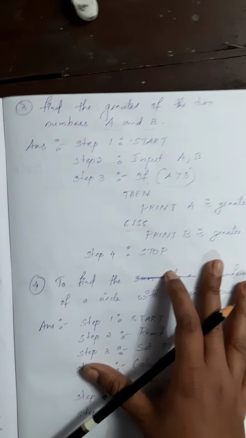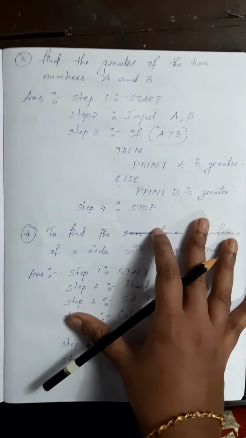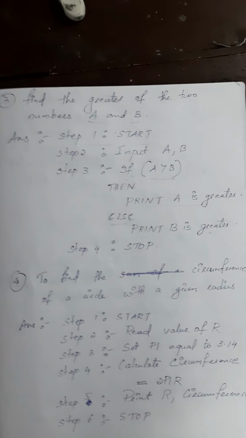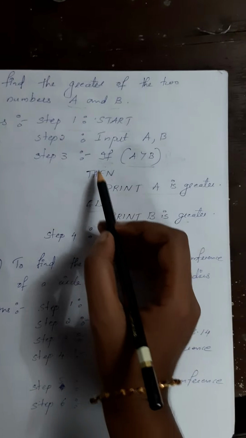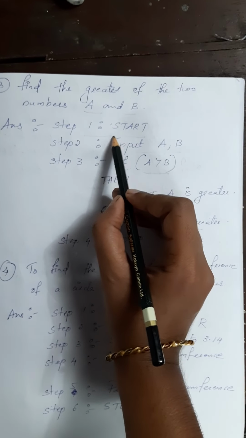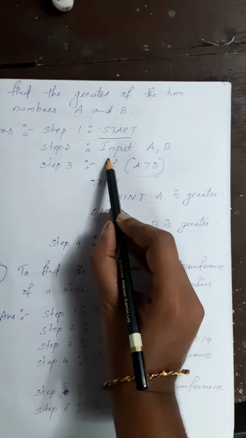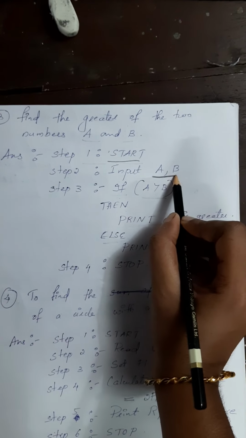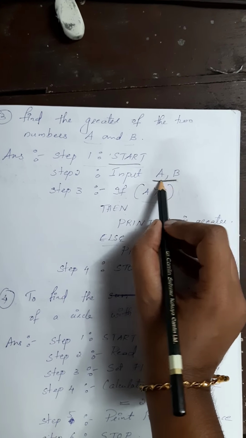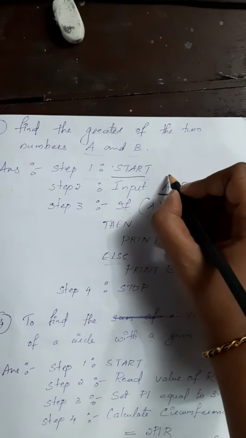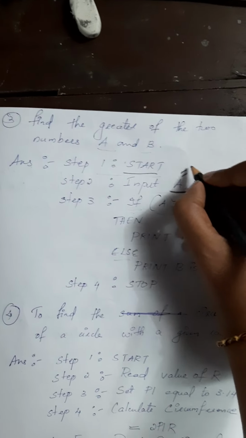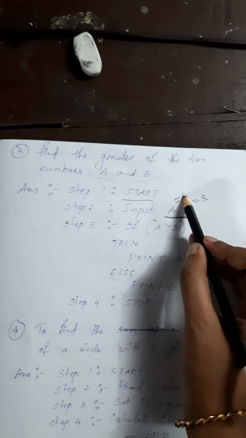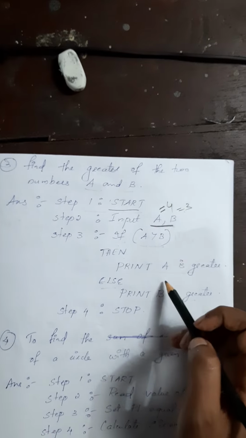Now moving on to the third algorithm. Third algorithm is you want to find the greater of the two numbers between A and B. Okay, so as usual, your first step should be start. The second step, you should provide the input, and we have given the inputs as A and B. We have to find which number is greater, whether A or B. For example, for letter A, we can give a value known as 4, and for letter B, I am giving a value known as 3. So A equal to 4 and B is equal to 3.